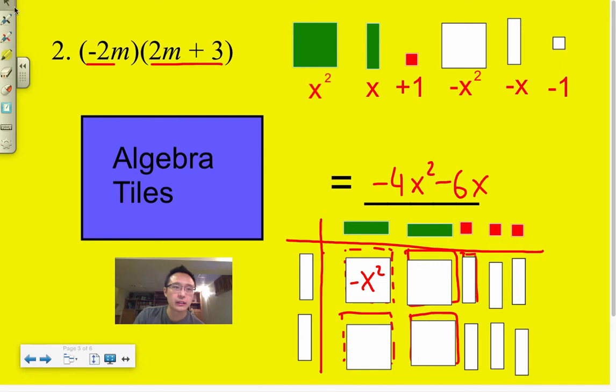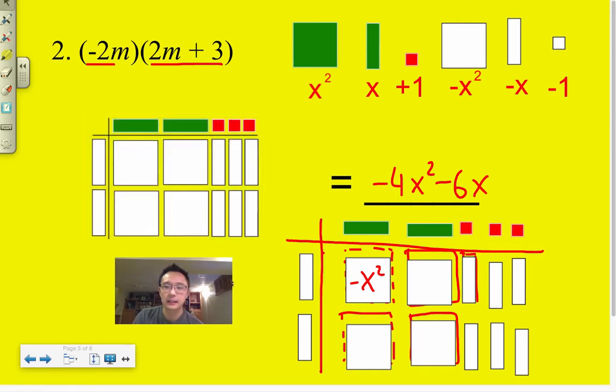So let's see if we got the answer right here. Exactly the same. And if you wanted to do this algebraically, here's the method. You're going to distribute this one to that one, and then this one to the last one. So negative 2m times 2m. So let's look at the coefficients first. Negative 2 times 2 is negative 4. M times m is m squared. So that's done for the first distribution.